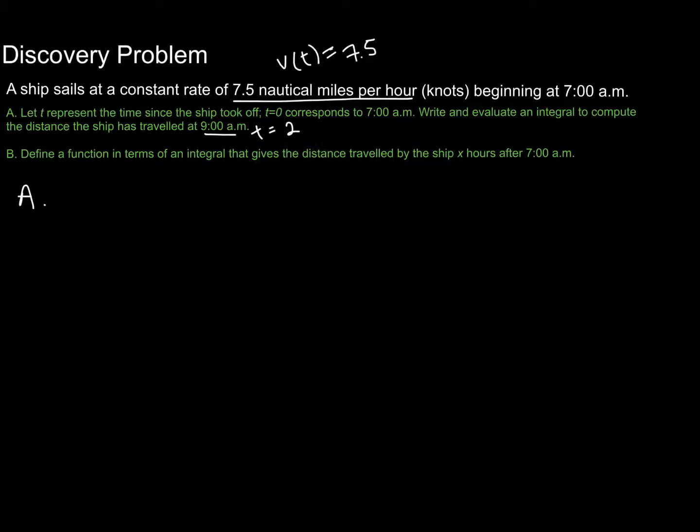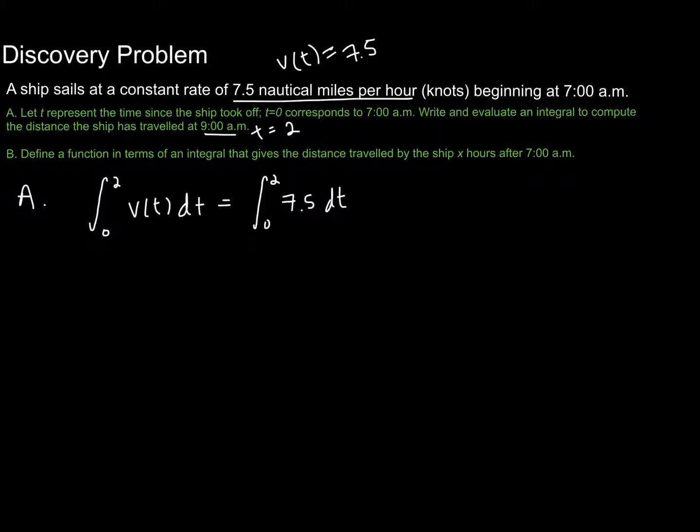Alright, so in part A, I'm trying to calculate the distance that the ship has traveled from 7 a.m. to 9 a.m., or in other words, from when t is equal to 0 to when t is equal to 2. And I know the velocity function, it's a constant function, so v of t is equal to 7.5. And now I'm going to use the integral to represent the area underneath the velocity curve between 0 and 2.